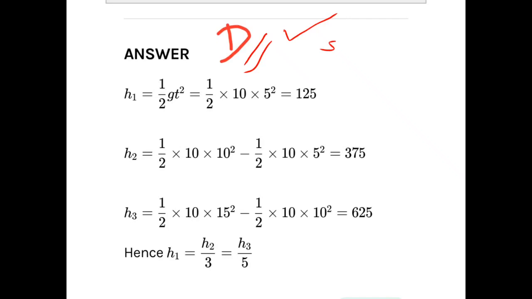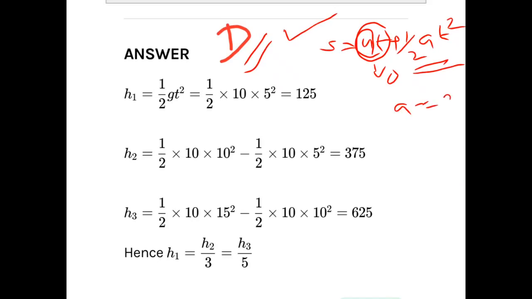You know S is equal to ut plus half at square. Since the stone is initially at rest, u becomes 0. The initial velocity is 0, so the whole term becomes 0 here. So remaining is half at square. a is replaced by plus g because the ball is coming towards the earth. So if you substitute, you will get half g t square for the first case. So 5 seconds is the t. g means 10 meter per second square, as given in the problem. So you are getting 125 meter.